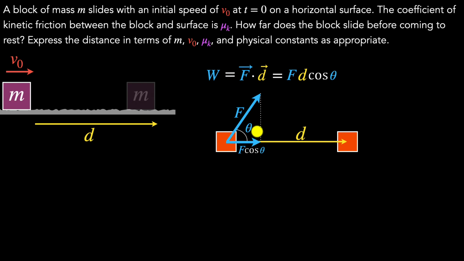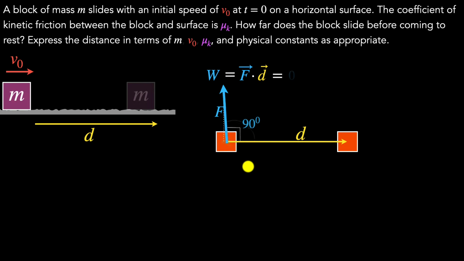But what happens when theta becomes 90 degrees? Well, now notice cos 90 is 0, so the work done becomes 0. Does that make sense? Yeah, because now there is no component of the force in the direction of displacement, right? So there is no parallel component, and so there is no work done.